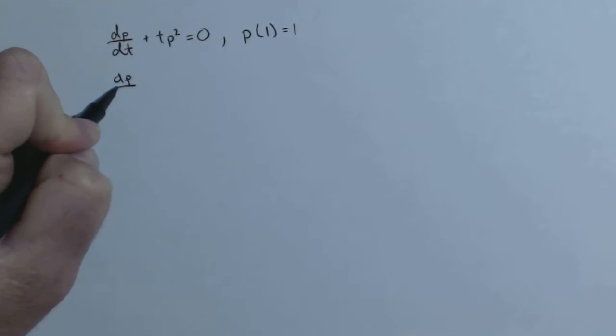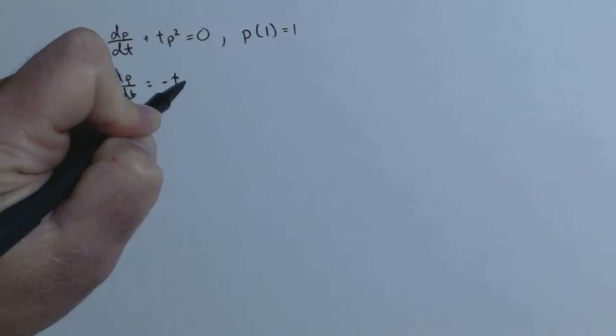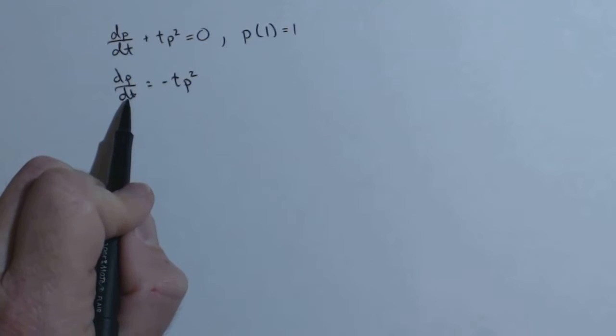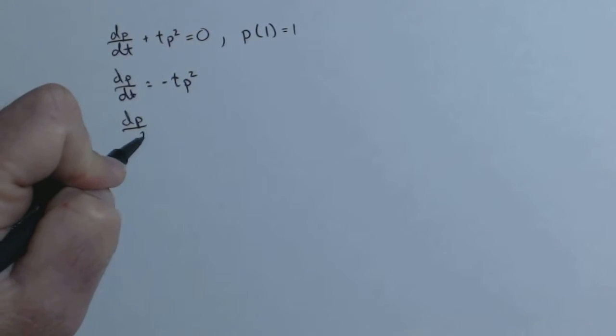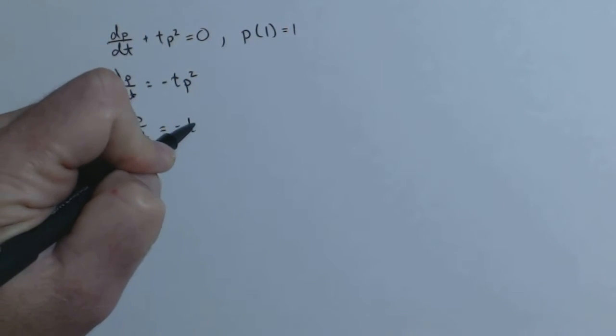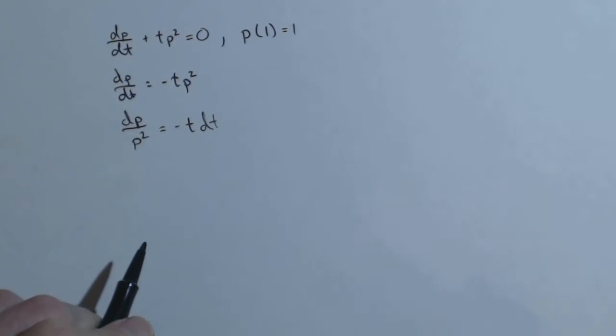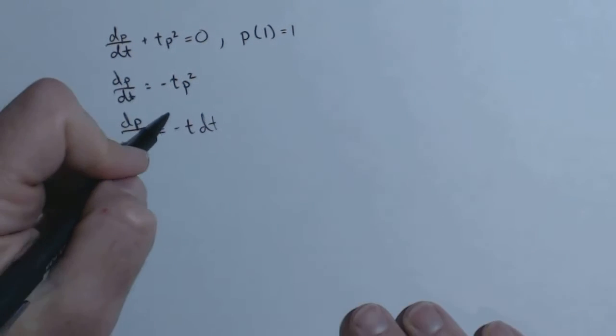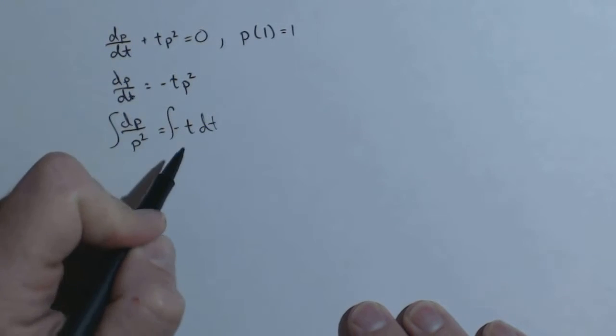So we get dp dt equals negative t p squared. Now we'll separate our variables. The p needs to come down here. The dt needs to come up here. So we get dp over p squared equals negative t dt. And now we're going to do the antiderivative of both sides.